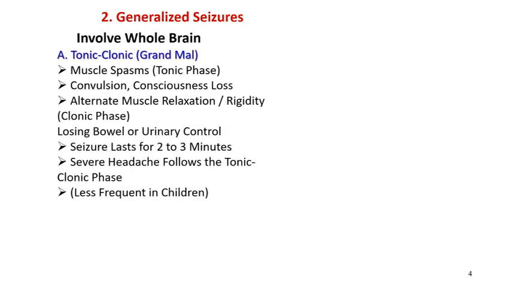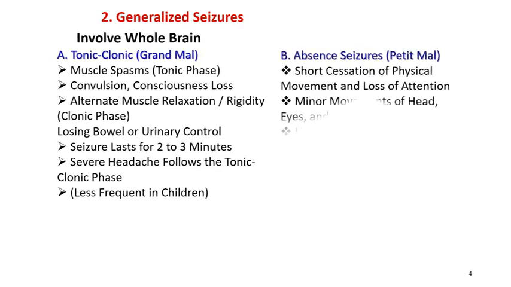Regarding the generalized seizure, it is affecting the whole brain, and we can classify it into tonic-clonic, which is named grand mal epilepsy, or absence seizure that is known or named petit mal. These are the different symptoms related to these two types.